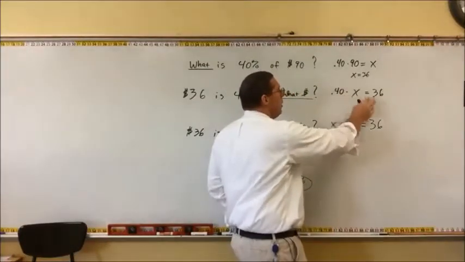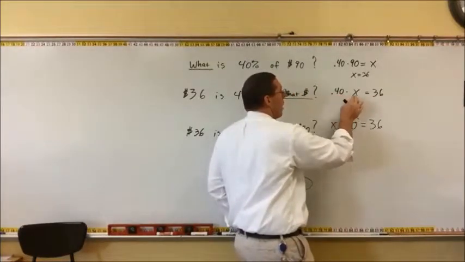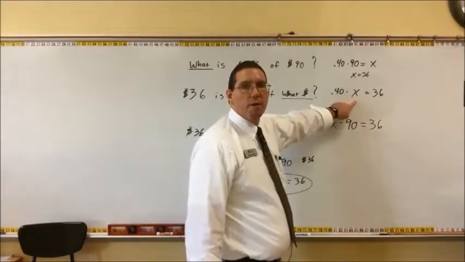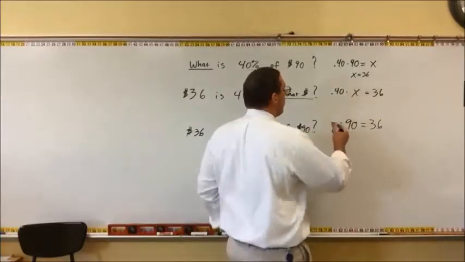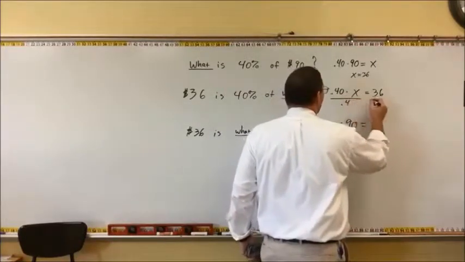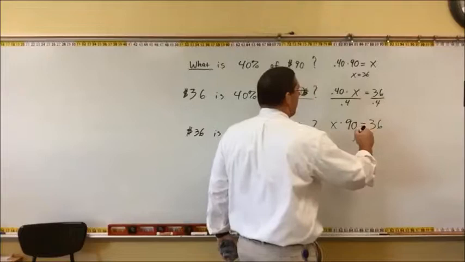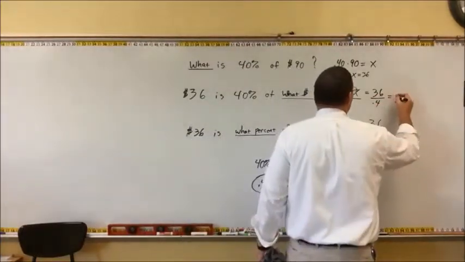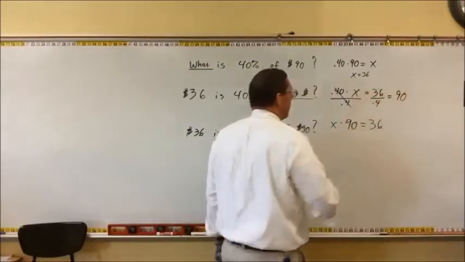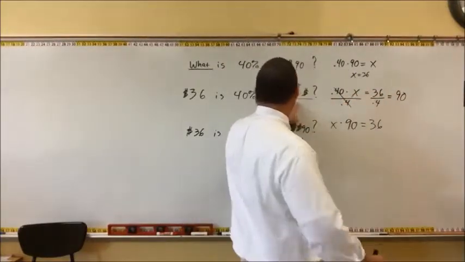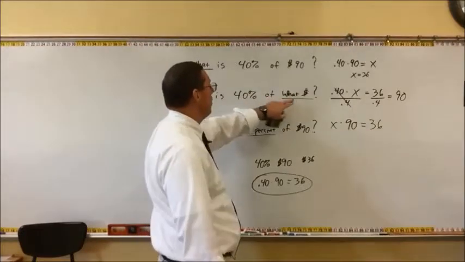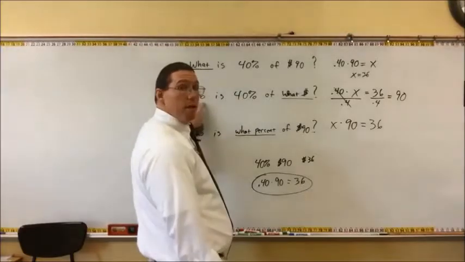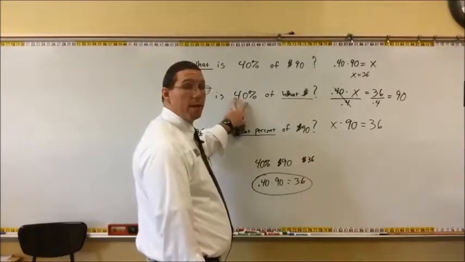What do you have to do here? This says 0.4 times X is equal to 36. You want the X to be by itself. So how are you going to get the X by itself? Well, you're going to divide. Divide by 0.4, divide by 0.4. So if you do 36 divided by 0.4 in your calculator, you're going to get 90. So what dollar amount? 36 is 40% of 90. Because what we did was we divided 36 by the percentage.